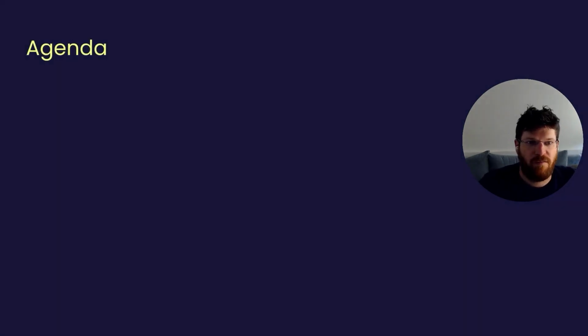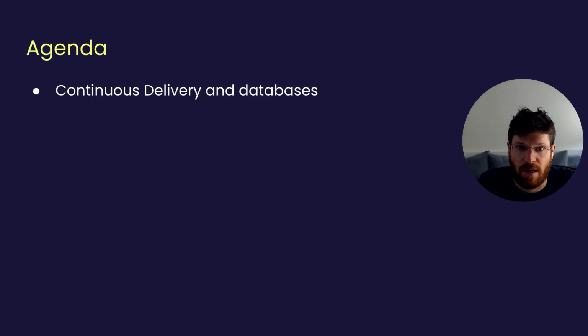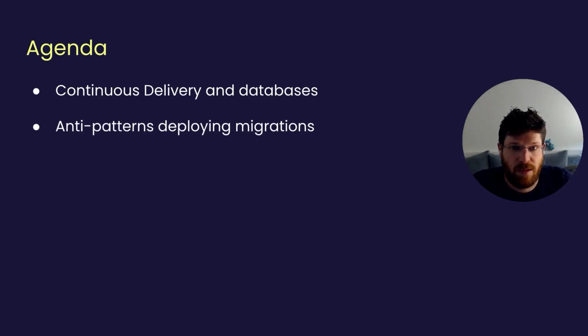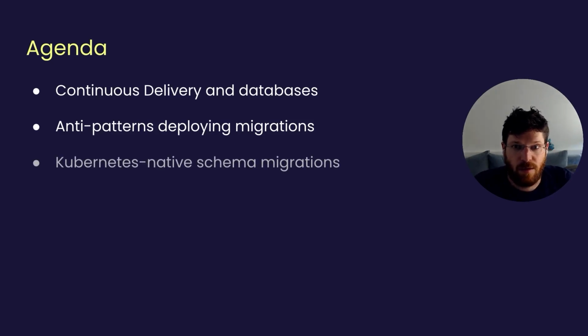So, what do we have planned for today? We're going to kick off by discussing the concept of continuous delivery and how it applies to database changes. Next, we'll show some anti-patterns and stuff that maybe you shouldn't be doing when you're deploying migrations. And finally, we'll discuss at length the Kubernetes native way of doing schema migrations. Spoiler, it's not going to be one answer, but we'll show a bunch of approaches that might work for you. And let's get started. We begin our discussion by trying to answer this question.